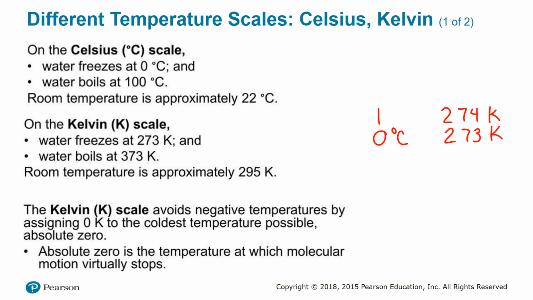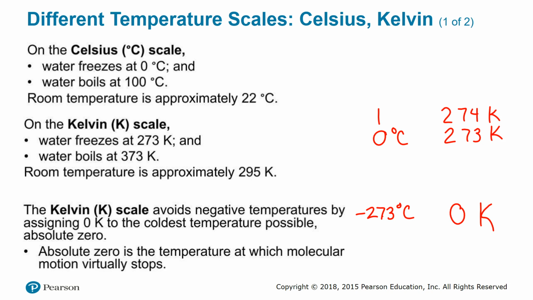All right. So the whole point of this is, if I go to 0 Kelvin, I'm at negative 273 Celsius. Exactly negative 273.15 if you want to get super specific. But I'm at 0 Kelvin.